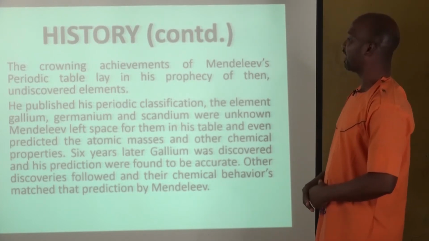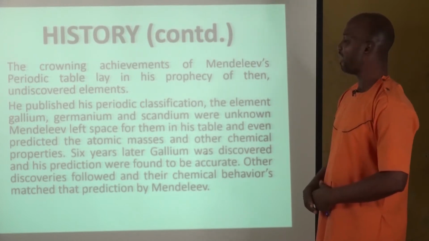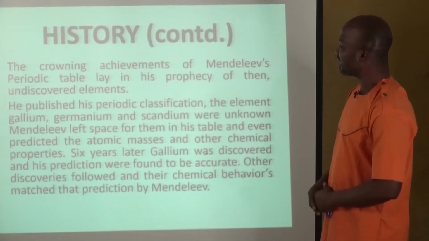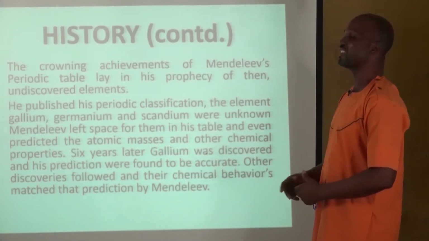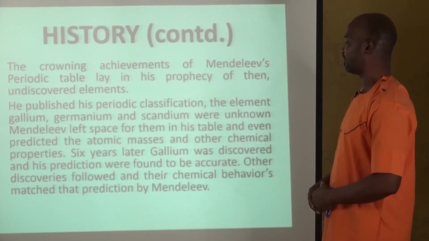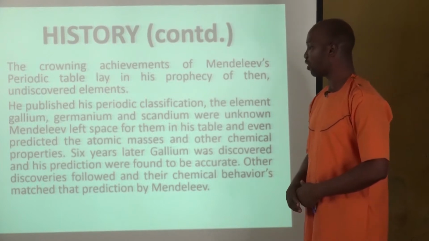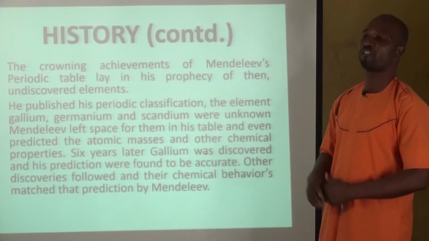The elements gallium, germanium, and scandium were unknown. Mendeleev left space for them in the periodic table and even predicted their atomic masses and other chemical properties. 6 years later, gallium was discovered, and his predictions were found to be accurate. Other discoveries followed, and their chemical behavior matched the predictions of Mendeleev.